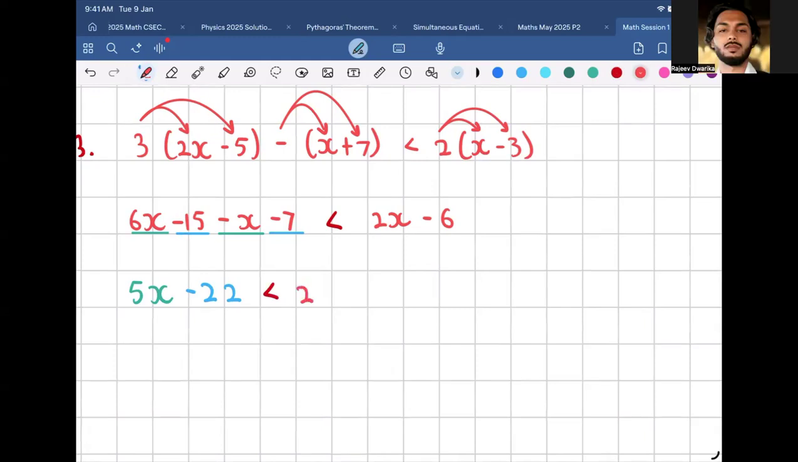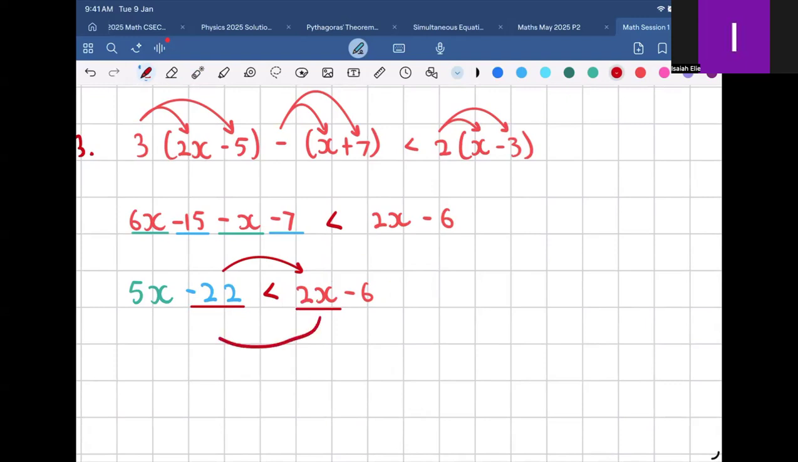Then we have 2x minus 6. Tell me, what shouldn't be on the left-hand side? Minus 22. Yeah, that minus 22 should not be over there. I'm going to move this across. What shouldn't be on this side? 2x. The 2x shouldn't be there. I'll move that across.